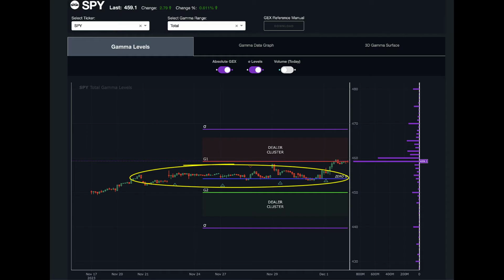Zero gamma is currently around the 455 level. And basically for the last 10 days, price has just been oscillating back and forth around that zero gamma level. And so this is either a consolidation period or a potential turning point in the market. And that's oftentimes what you see, this tension between buyers and sellers. And oftentimes that's right around the zero gamma level.